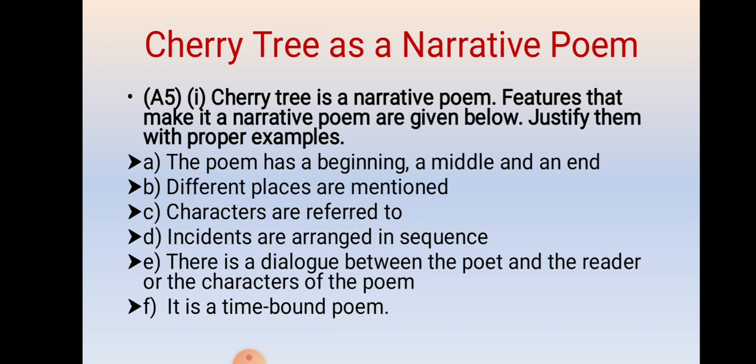Yes, the poem begins with the poet's attempts to grow his own tree, that is, sowing the seeds. Then you can see that the tree blossoms, and in the end, the poet enjoys the beauty of that blossoming tree. So, the poem has a beginning, a middle, and an end. Different places are mentioned. Yes, here you can see that Kashmir is mentioned.